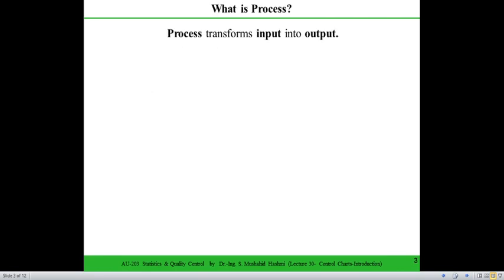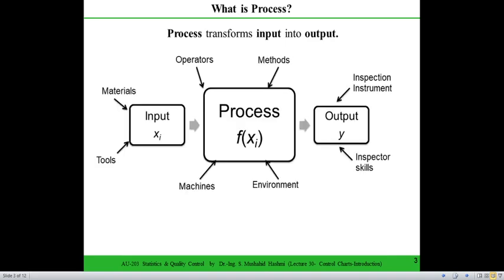A process transforms input into output. So what does it mean by input and output? In this production setup, you have certain inputs. For example, you need some raw materials, and you need to use your tools. All these become your input. Your process is some sort of a black box which takes in certain input and transforms it into output. The process is that black box which turns all the inputs into an output, and the output is our product.